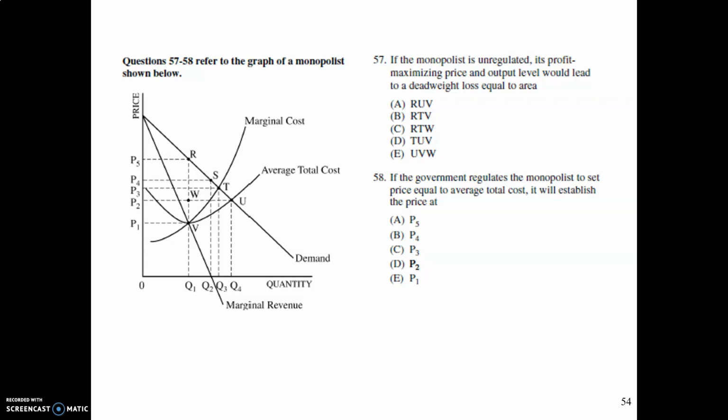If the monopolist is unregulated, its profit maximizing price and output level would lead to a deadweight loss area. And then you just have to go through it: if it's unregulated, it's going to produce where MR equals MC, and it's going to charge up to this price here. And so that's going to leave us at RTV, deadweight loss. Now, if the government regulates it, it's going to cause them to produce over here, and will give us a price of P2, because the government has said we want you to produce this particular amount.